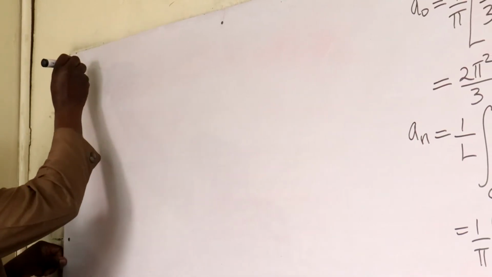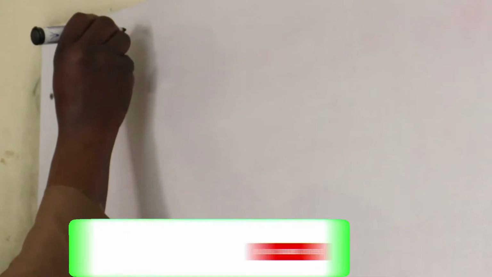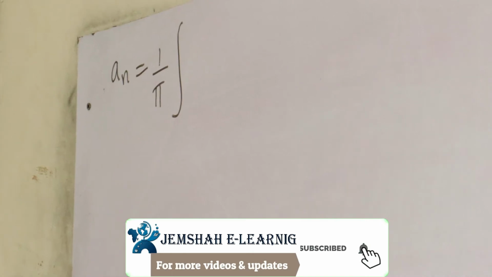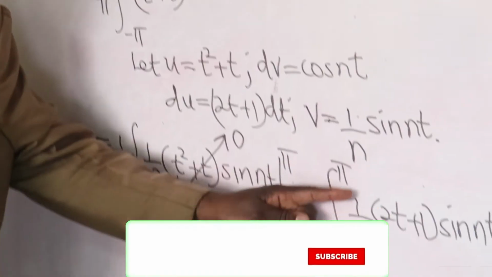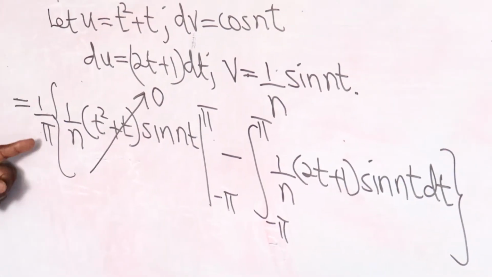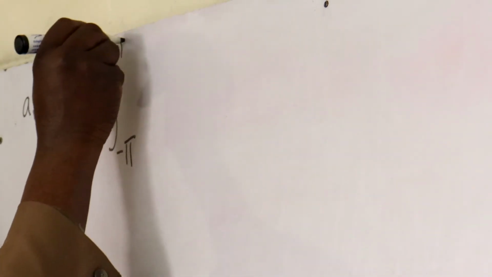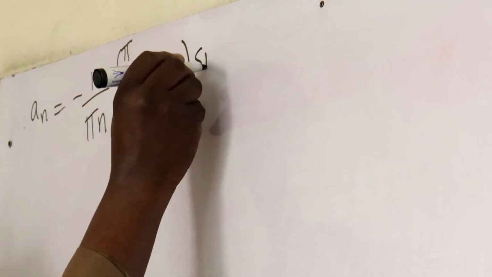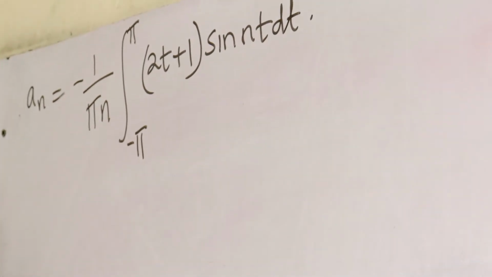So we have our a n now will be equal to 1 all over pi. We are integrating. Oh, that negative. Negative 1 all over n is a constant. It can be taken out this way to join this one, which will be 1 all over pi. So it will be a negative 1 all over pi n. Then we have the integral from minus pi to pi. Then what is remaining is 2t plus 1 multiplying sine nt dt.